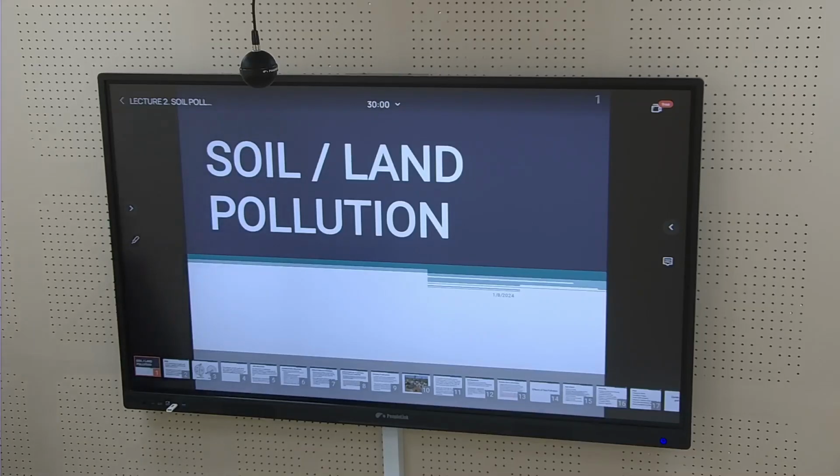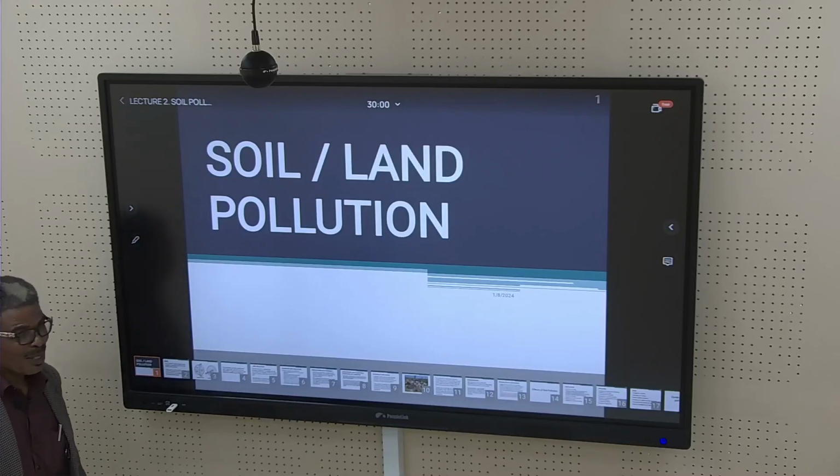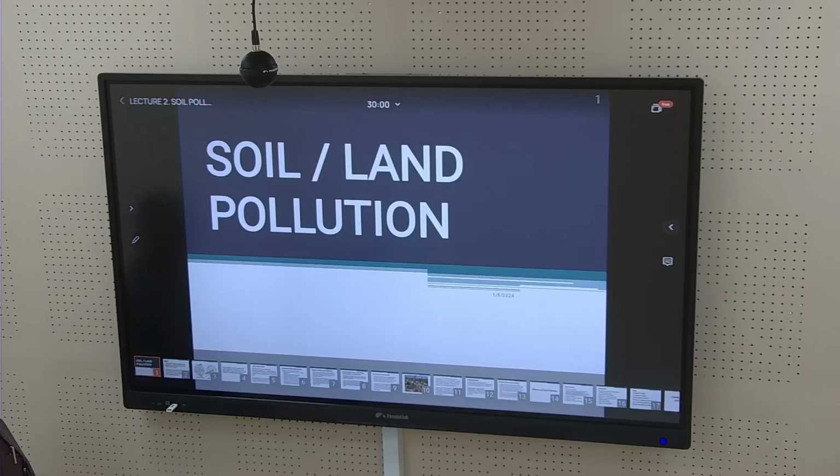Okay, welcome to our topic, that is soil or land pollution, and to see how land is polluted in our environment and see the effects to our environment if our land is polluted.